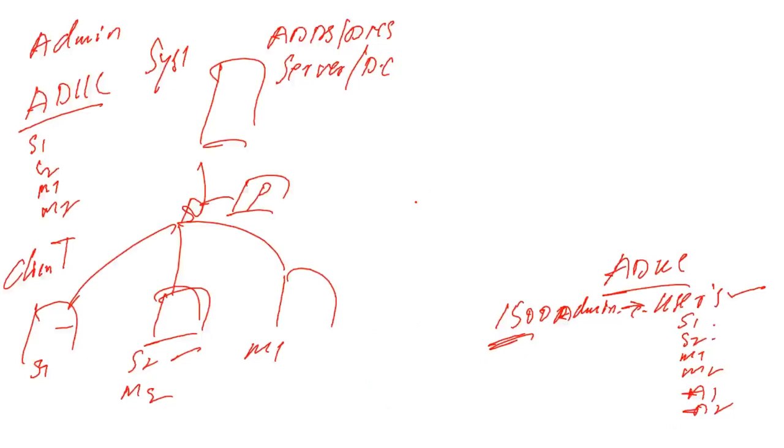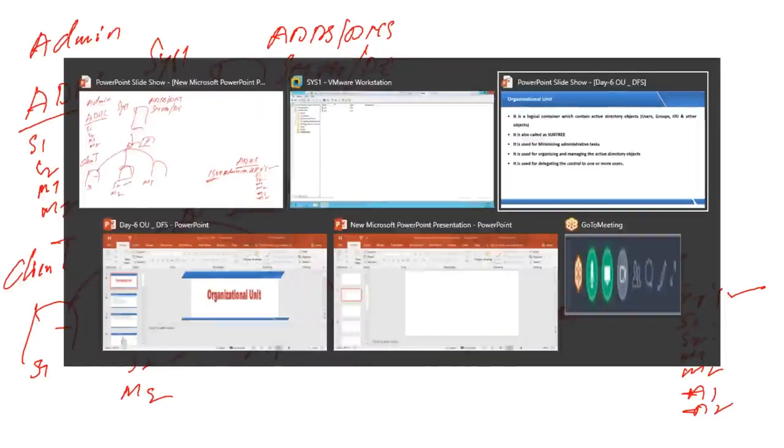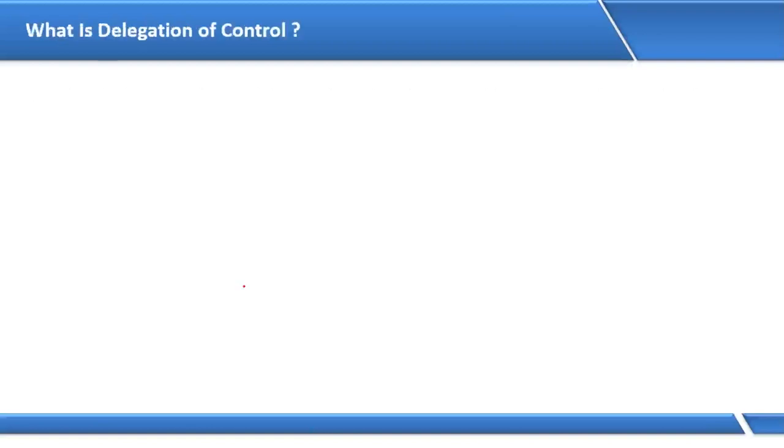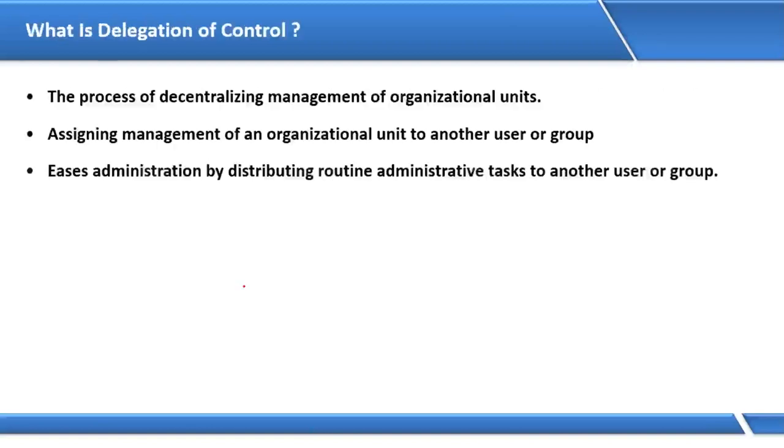Okay. Any doubt? Any question? No? Now come to the last one. That is what? Delegation control. So please write down this delegation control point, and just give me 1 minute.